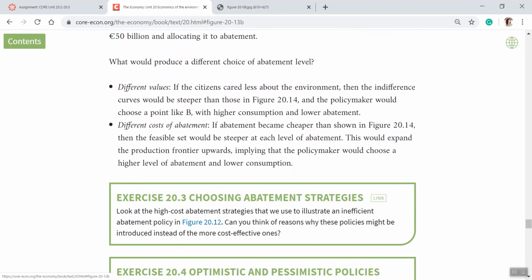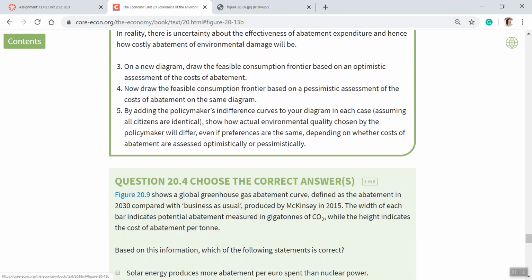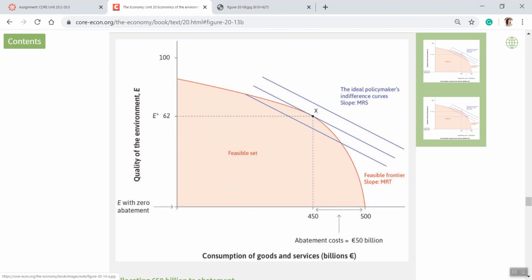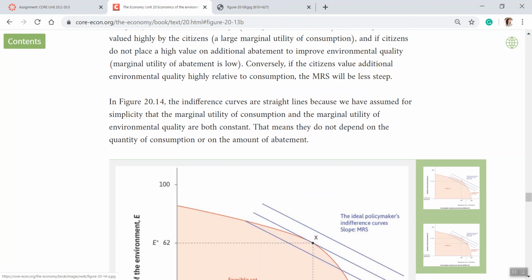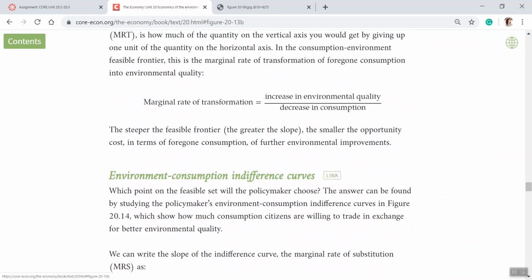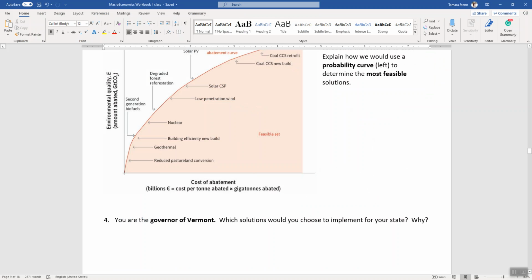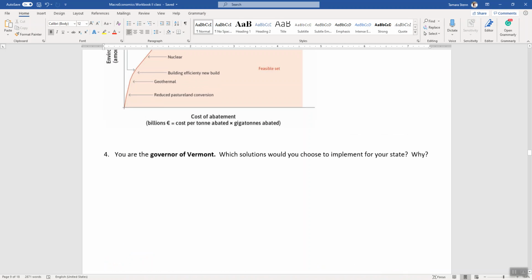Okay, so I'm just going to squeeze through, and then we're done. Don't get too stressed out by not understanding these, because these are a little bit more advanced. We're not hitting them. But I just want you to understand the concept, the concept of choices, and economically, what are we thinking of when we're making these choices? And here we have, you are the governor of Vermont. What solutions would you choose to implement for your state and why?